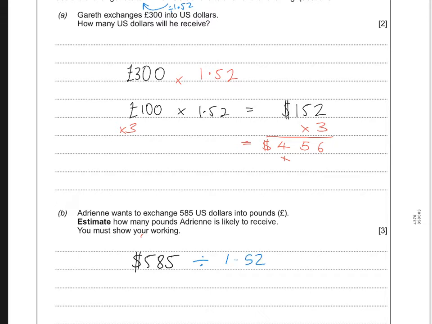So what I need to do now is change these for more reasonable numbers. So I'm going to change the 585 into 600, and I'm going to change the 1.52 into 2. Okay, this is purely just an estimate, doesn't need to be spot on, and half of 600 would be £300.